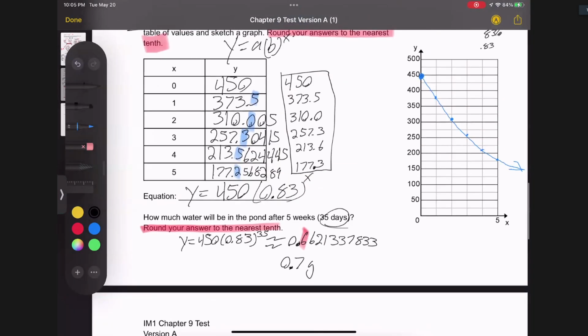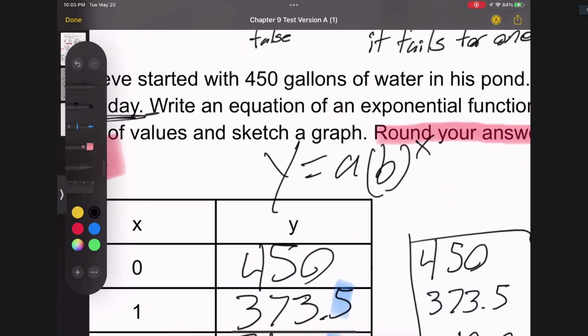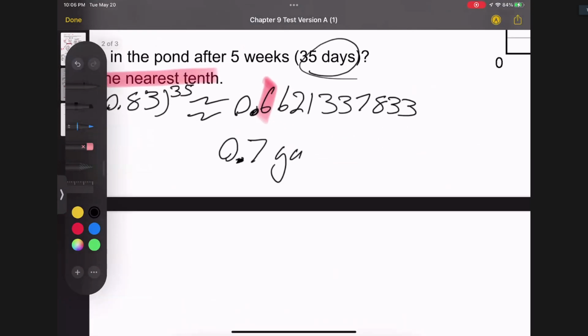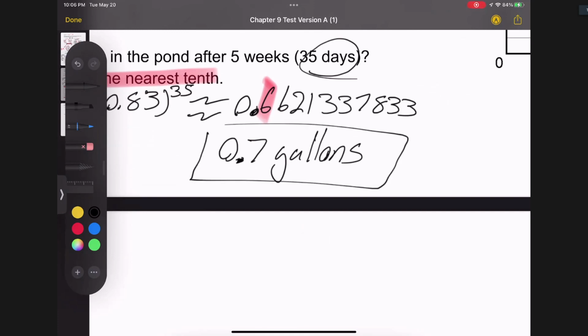Is it gallons? Gallons, yes. It is going to be 0.7 gallons. This is your answer. Hopefully this answers your question.